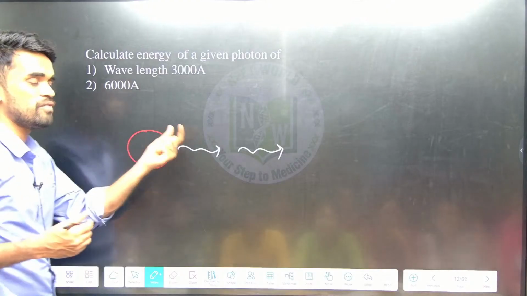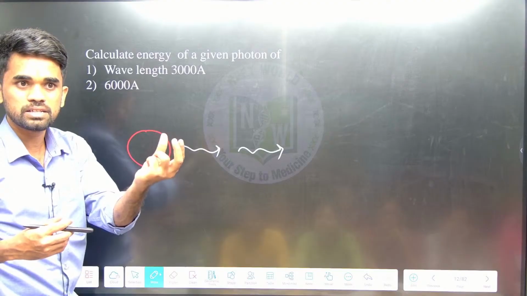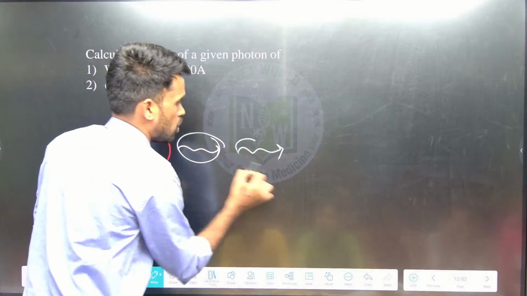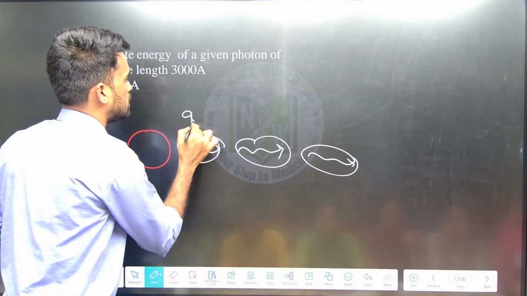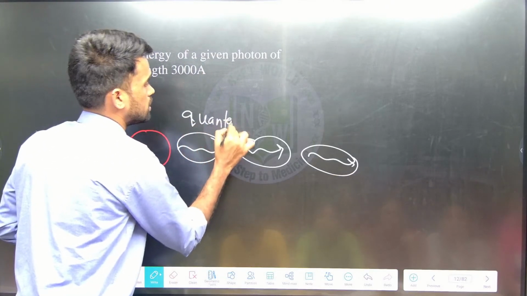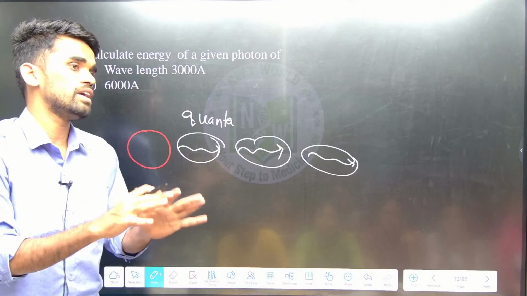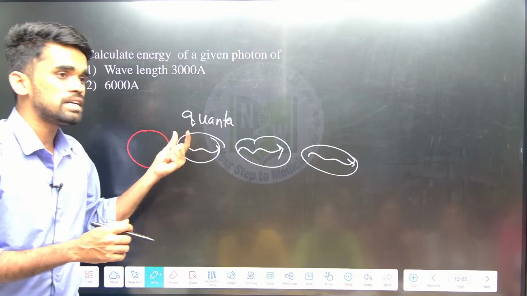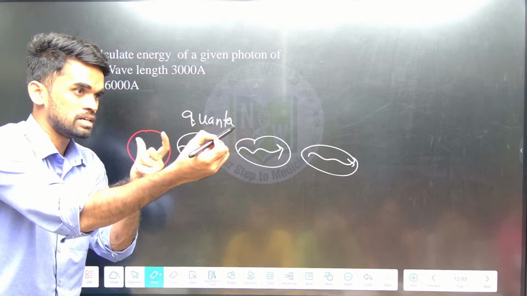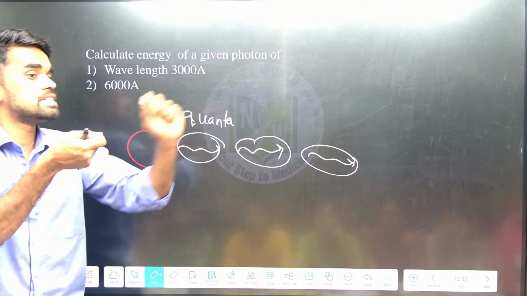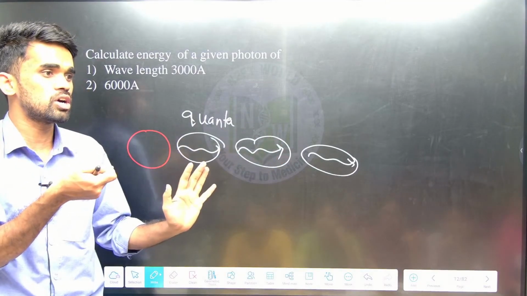So that emission of energy happens in the form of small packets, in a discontinuous manner. Those are called quanta. Now I told you in the form of heat, but normally we are talking about light now. When I say light, the quanta, the energy released by light, you should call photons.